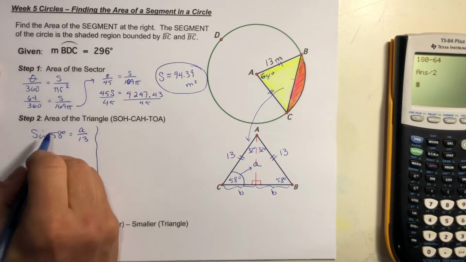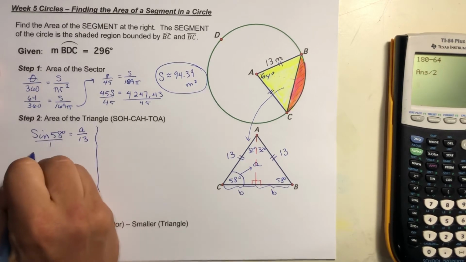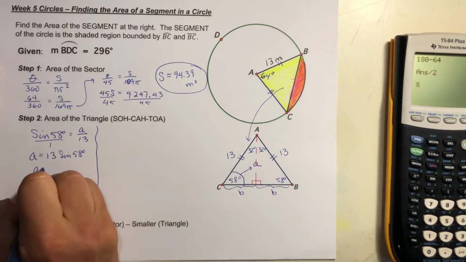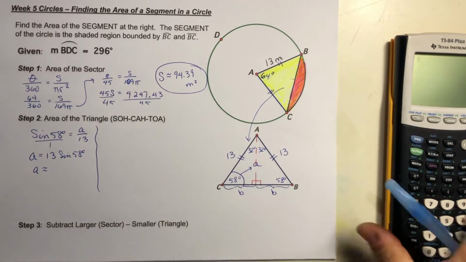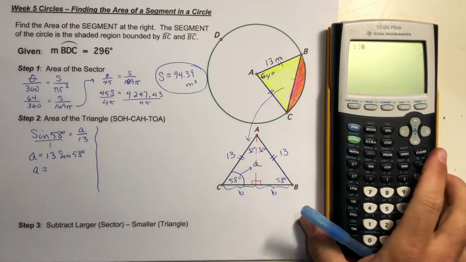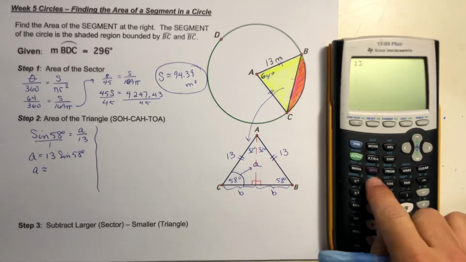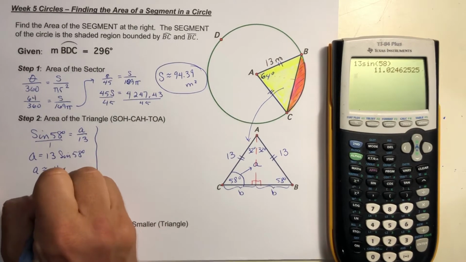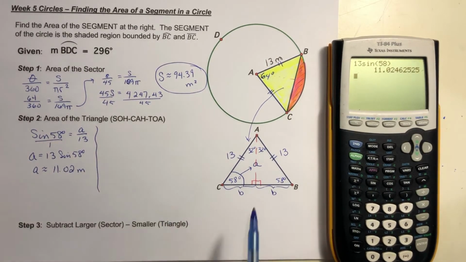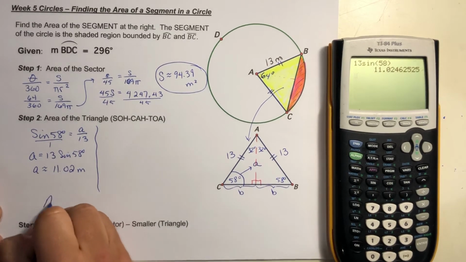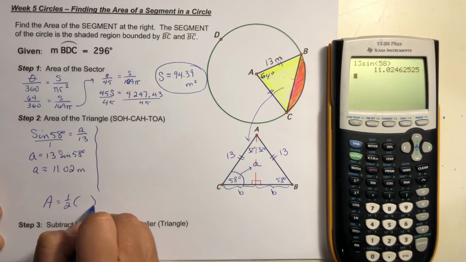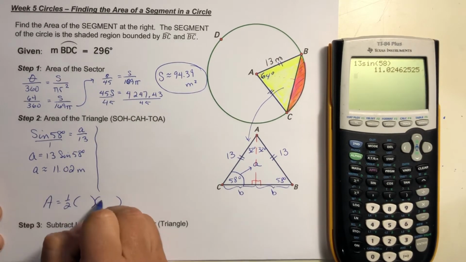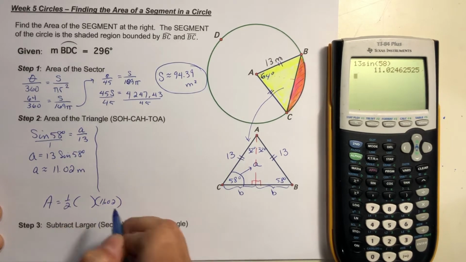All right, my variable's up in the numerator, right? We cross multiply. I'm going to get A equals 13 sine 58 degrees. Okay, calculator's set to degrees, so I'm going to go ahead and type that in. 13 sine 58, and it's approximately 11.02. 11.02 meters. All right, so I have my height. So let's remember here, the goal is to find the area of the triangle. So I'm going to need 1/2 times the base times the height.